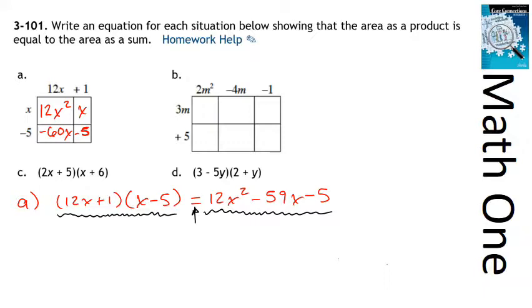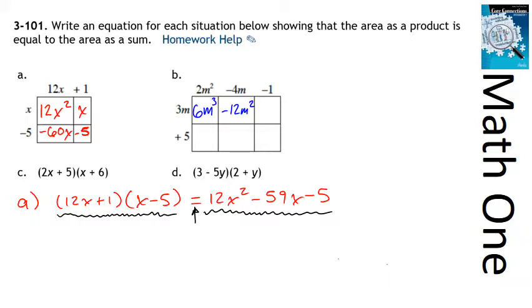For B, there are 6 regions here. We're going to combine them. In the upper left, I've got 3m times 2m squared. Well, 2 times 3 is 6, and I've got an m and then 2 more factors of m, so that would be m raised to the third power. That's m times m times m. To the right of that, I'd have 3m times negative 4m, which would be negative 12m squared.